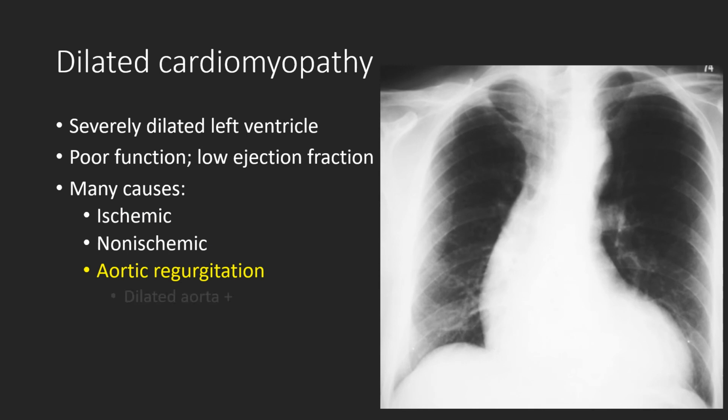Another consideration, should both the ascending aorta and left ventricle be dilated, is the presence of aortic regurgitation. With aortic regurgitation, we can see a dilated ascending aorta as well as a dilated left ventricle, as this person had here on the right.